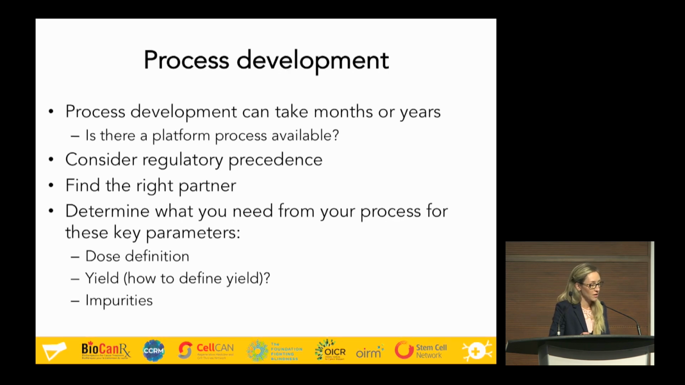And determine at the onset what's important for your process. So try to create what we call a target product profile. Try to figure out what your dose is, how good you need your yield to be, and what the impurity profile should be.